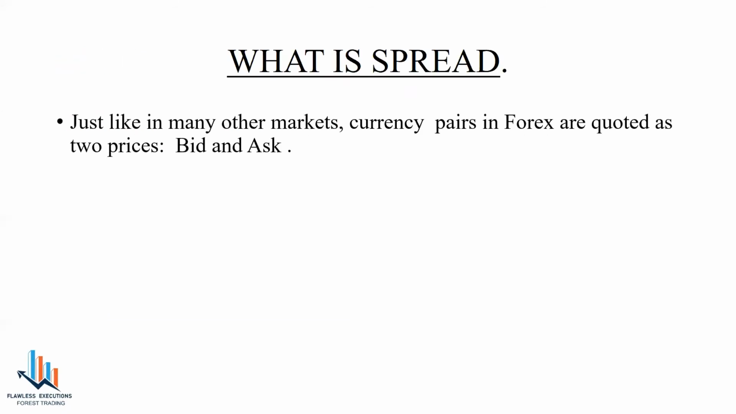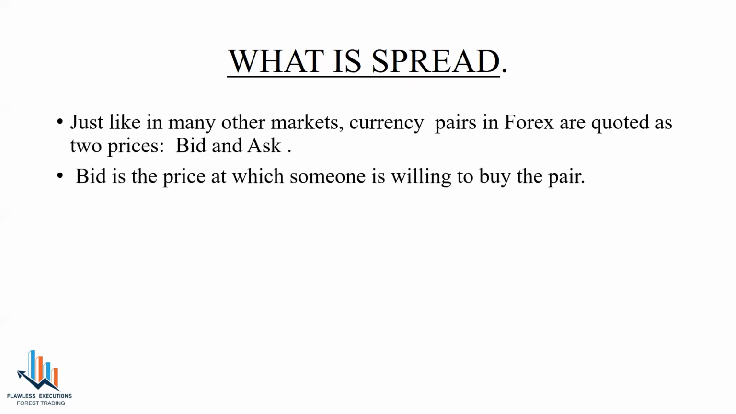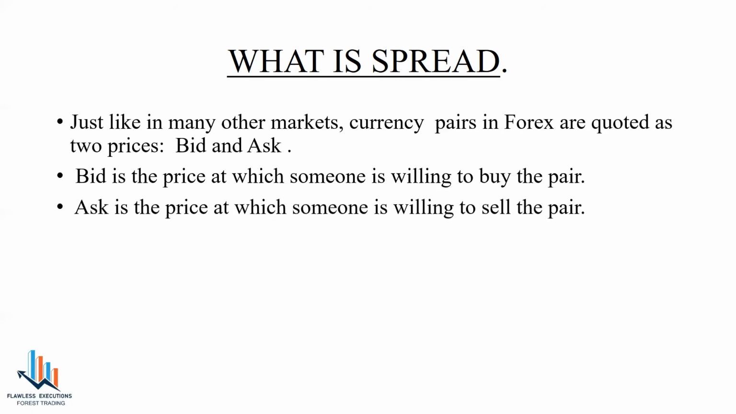Know what spread is. We have two prices to concern ourselves with, just like in any other markets, like crypto, synthetics, bonds, volatility. Currency pairs in Forex are quoted as two prices. Each and every currency pair has two prices, the bid and ask price. Let's define them. What is a bid price? Bid is the price at which someone is willing to buy the pair, and ask is the price at which someone is willing to sell the pair.